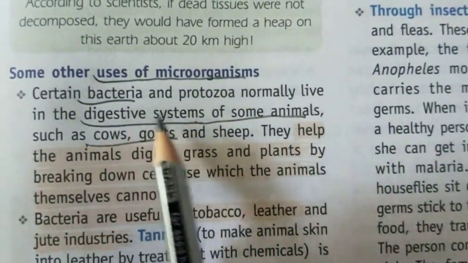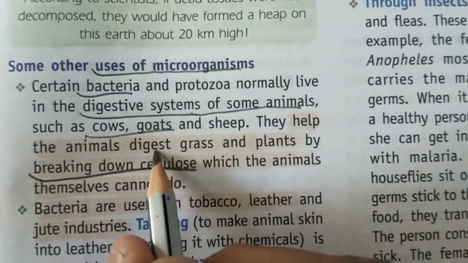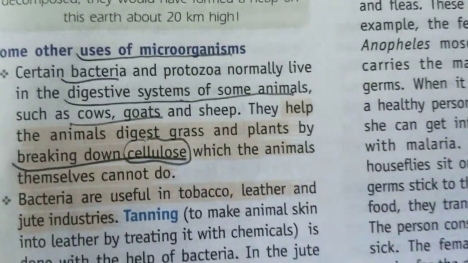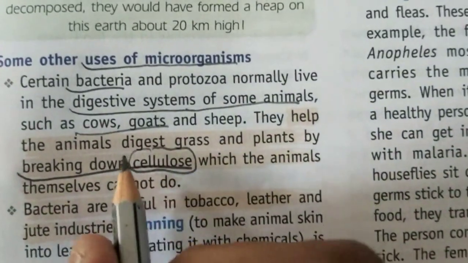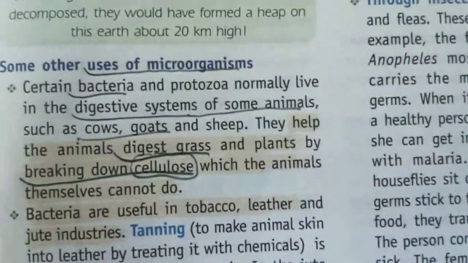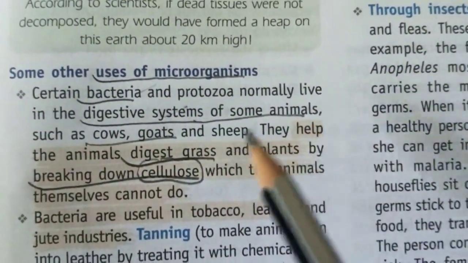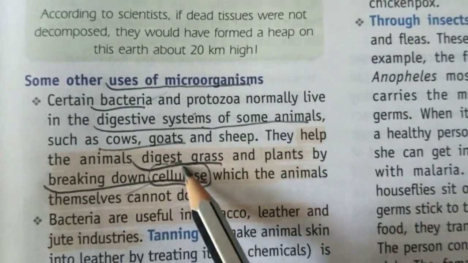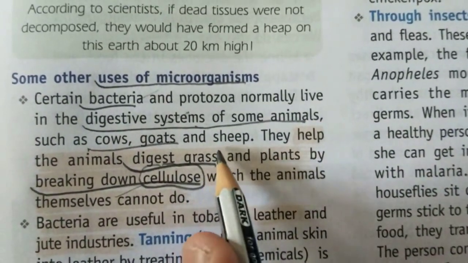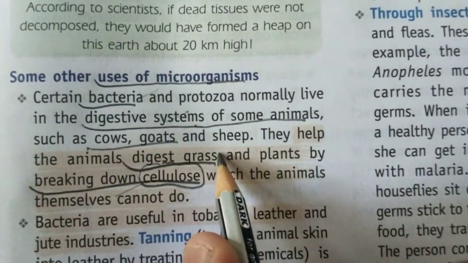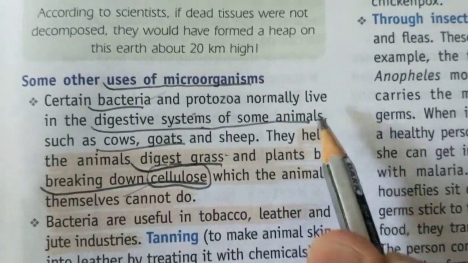What do these bacteria do in the digestive system? They break down the cellulose. Cellulose is present in the grass that we give as feed to the animals. So they break down the cellulose and help in the digestion of animals. You can say that some bacteria live in the digestive system of animals, break down the cellulose and help in digesting it. Means the cellulose present in grass can only be digested with the help of bacteria present in the digestive system of those animals. So this is the first use.